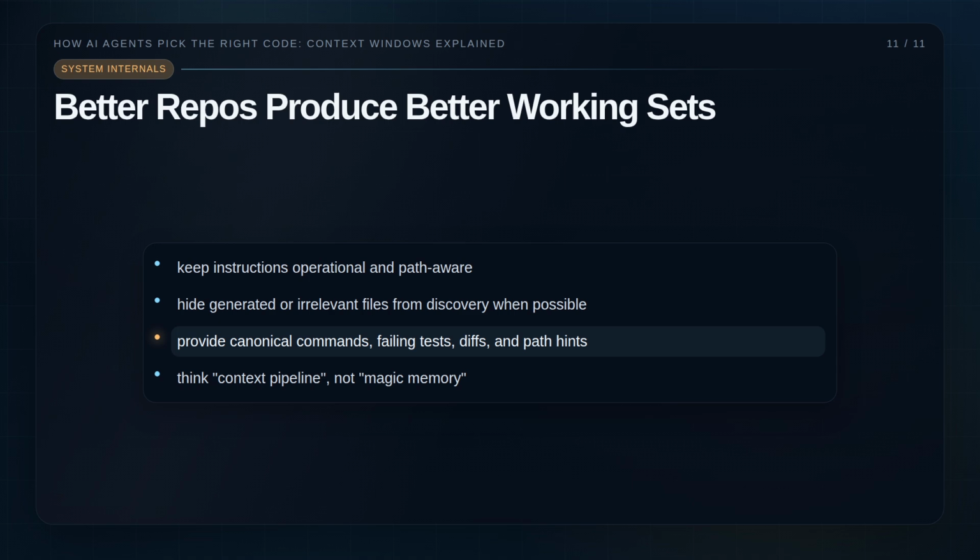And if you're building your own runtime, design for working set assembly from day one. The useful mental model is not that an agent knows the whole repo. The useful mental model is that it keeps earning a better small slice of the repo one step at a time.